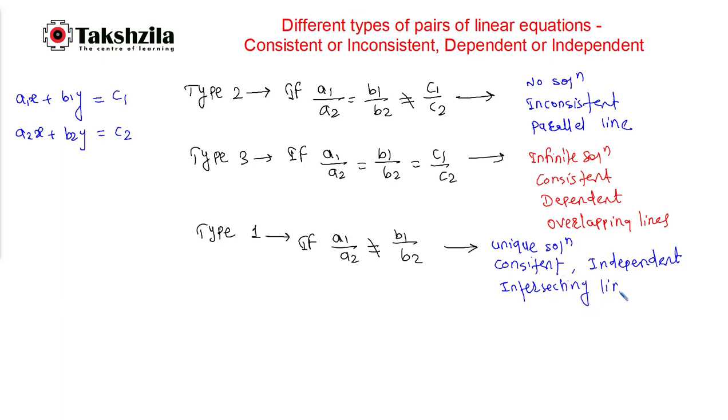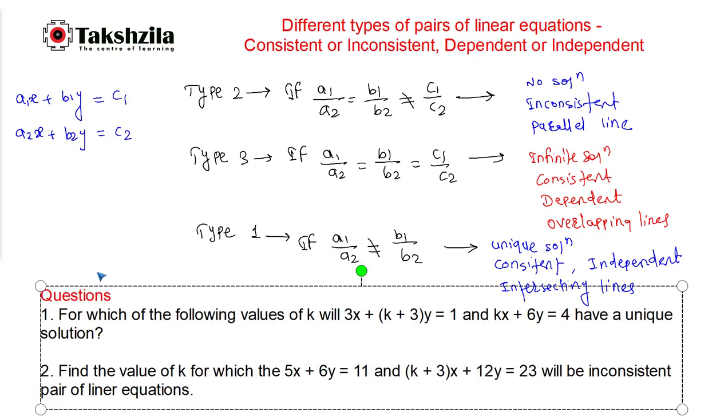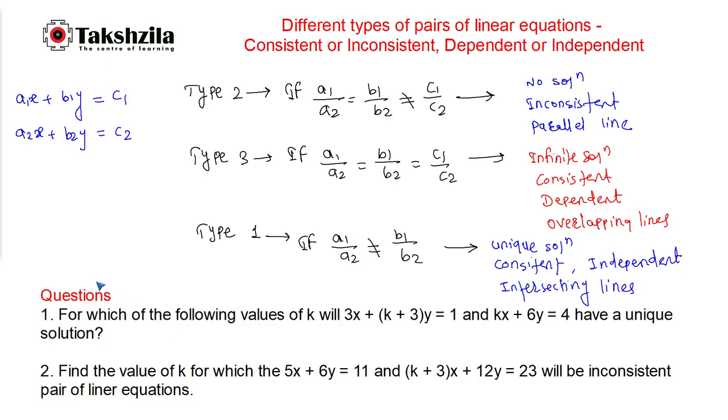This is how we can identify whether the given pair of equations is consistent or inconsistent, dependent or independent, and how many solutions the given pair will have when they are solved simultaneously. So depending on this theory, let's try to solve these 2 questions and you can answer in the comment section.